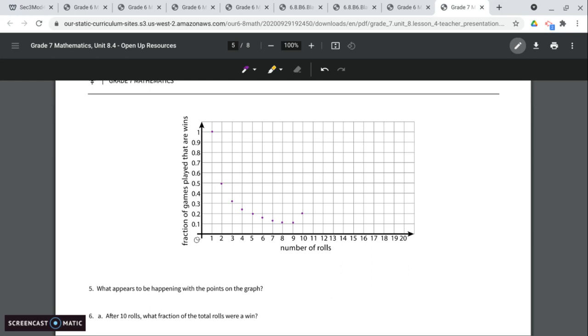So our graph is a curve that starts going back up. I'm not going to try and connect those, I know it won't go well, but that's what our graph would look like.